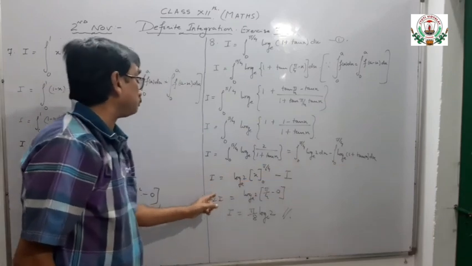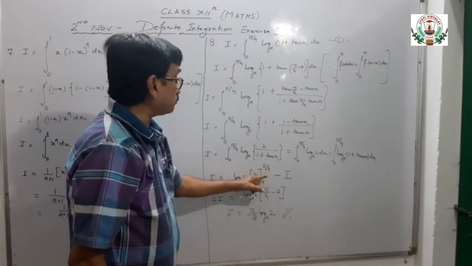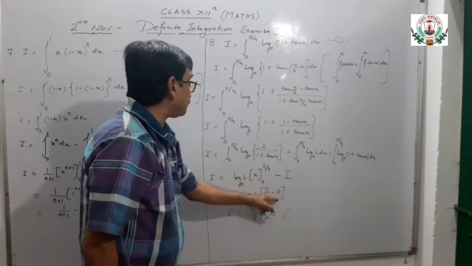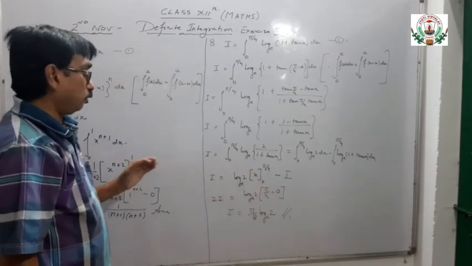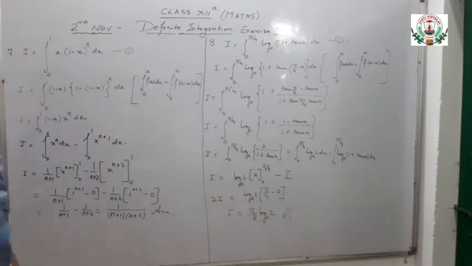So transpose it, 2I is equal to log e 2, upper limit pi by 4 minus lower limit 0, pi by 4 minus 0. So pi by 4 log e 2, as this 2 comes down, it becomes pi by 8 log e 2.